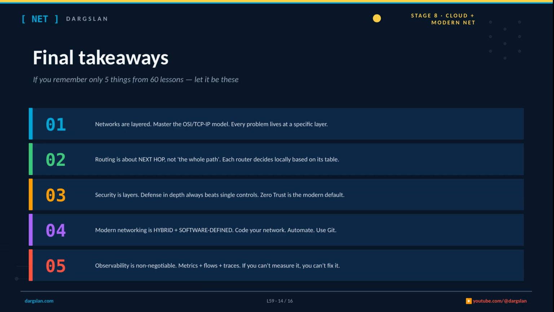4. Modern networking is hybrid and software defined. Treat your network as code. And 5, observability is non-negotiable. Metrics, flows, and traces. If you can't measure it, you simply can't fix it.